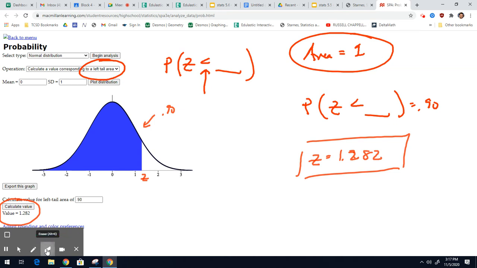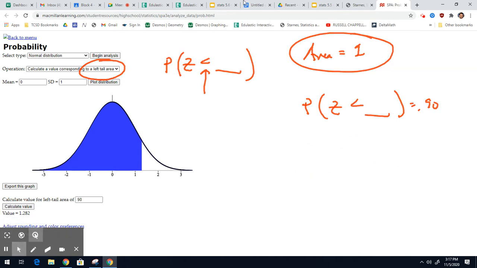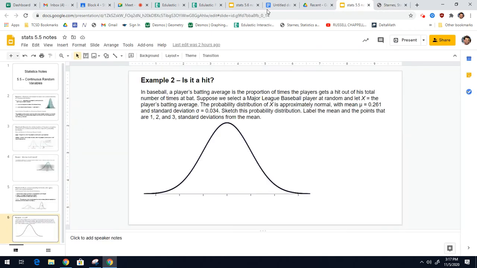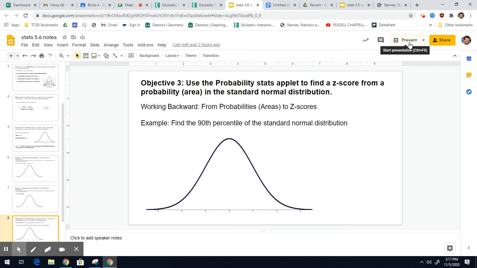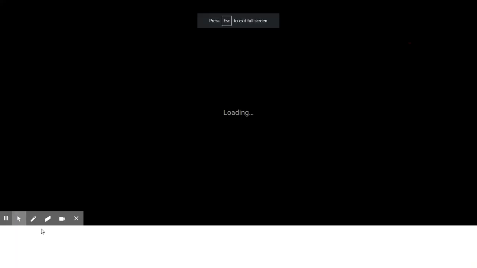All right, so let's see if we can do a couple problems involving this idea. Let me erase this. Hopefully this goes away. There we go. Okay, so 5.6. All right, let's present and let's go to the next slide and see what our problems have in store for us.